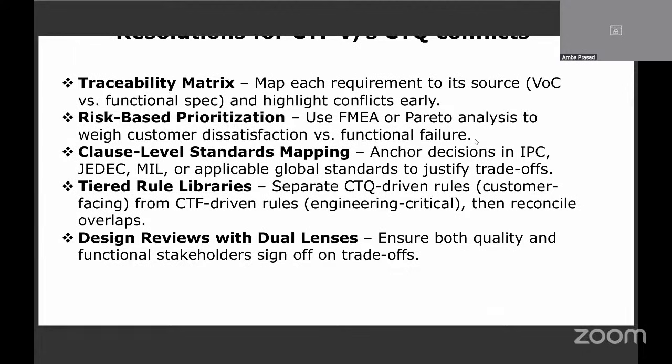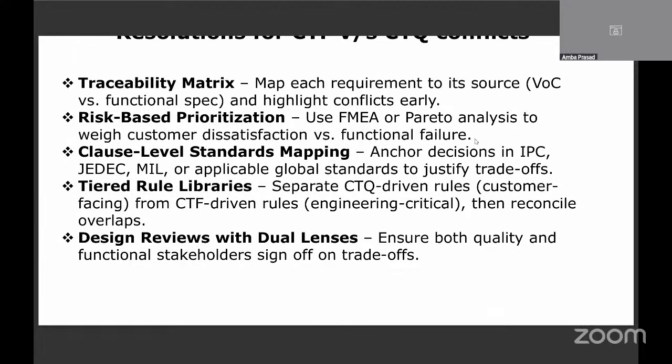Then risk-based prioritization. Use analysis to weigh customer dissatisfaction and functional failure. Class level standards. Yeah, my favorite subject, the standards companies like IPC, JEDEC, military standard, aerospace standard. They have got answers for everything. And again, trade-off. A trade-off means maybe you want to deviate. That is where the gap analysis comes into the picture. People want to deviate. Yeah, they can deviate with thorough homework after that.